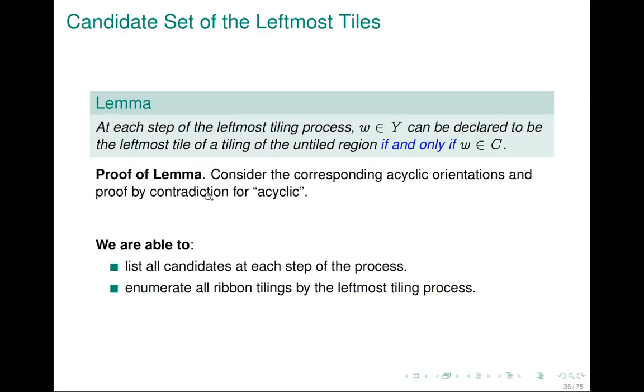The proof is very routine. Basically you can prove everything by contradiction with the cyclic structure. But this lemma is very useful. We know in each step what kind of candidates we have. We can list all of them, and in this way we are able to enumerate all tilings.